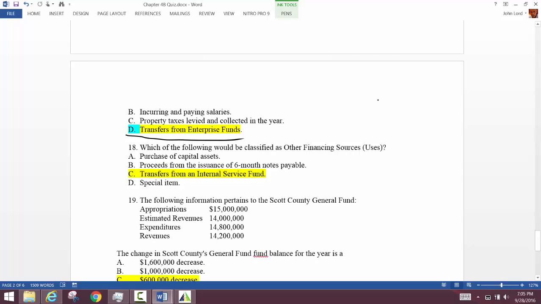Which of the following would be classified as an other financing source? Use, transfer, well, it's a source if it's a transfer from, right? The Internal Service Fund.